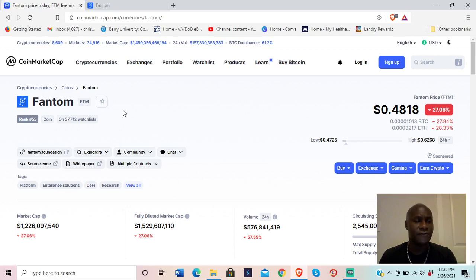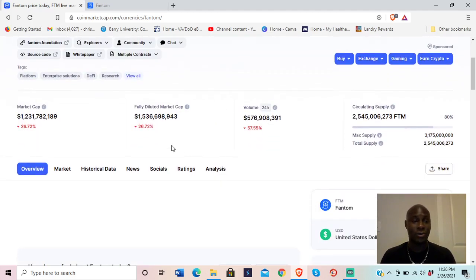Let's go ahead and take a look at Fantom here. Fantom is ranked number 55. Many of you know that Fantom has been taking off right now. It has been on a hot streak. So let's take a look at it. I absolutely have no idea what it is, so let's check it out.